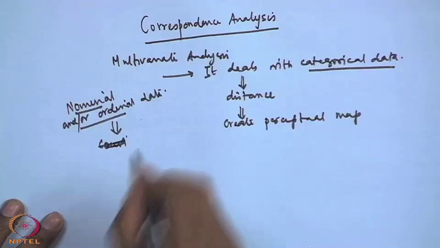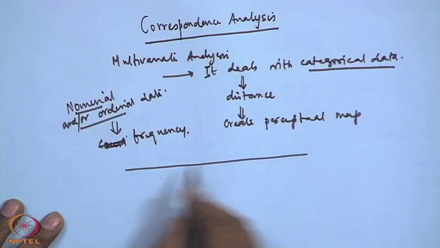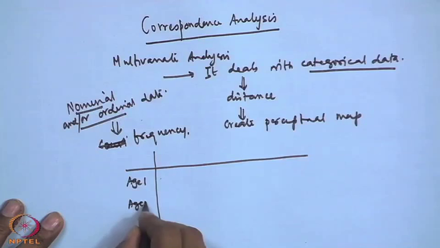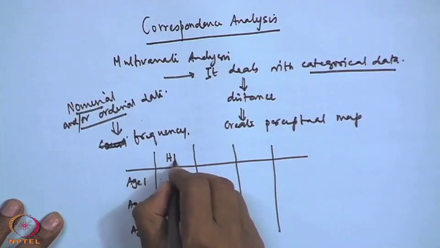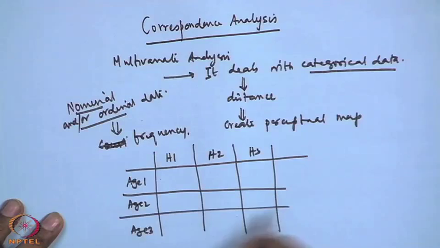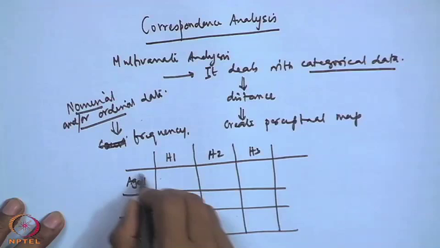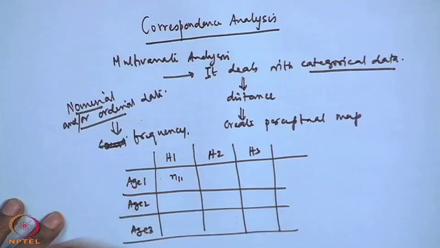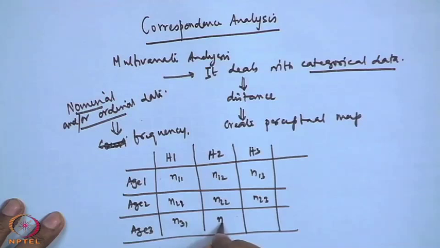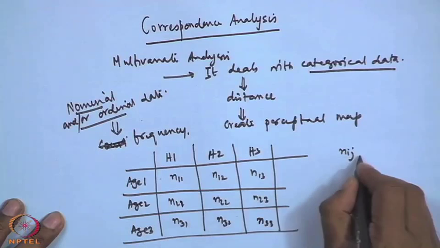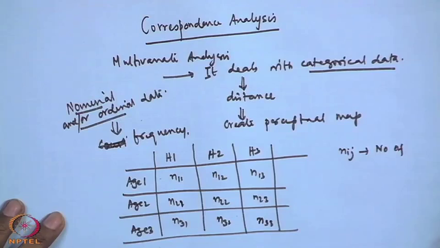For example, let there be three age groups of people, age 1, age 2 and age 3. Now, we can see their food habits, habit 1, habit 2 and habit 3. If we look at a particular population, we may find that in general, this age group has this food habit, so there may be N11, N12, N13, N21, N22, N23, N31, N32, N33. Now, this Nij is the number of observations, or I can say counts, or frequency.